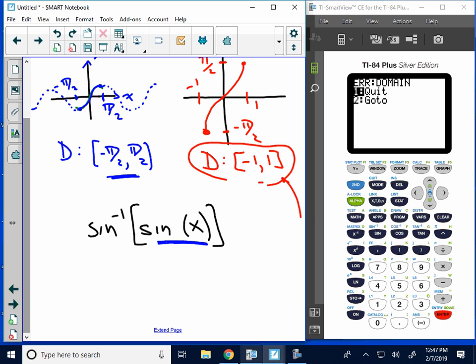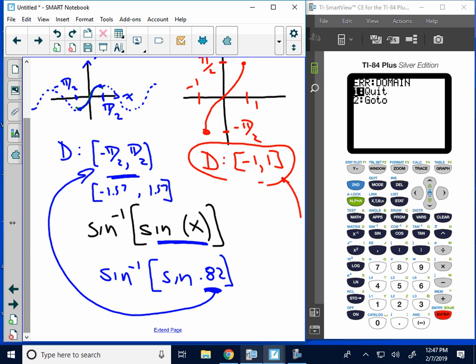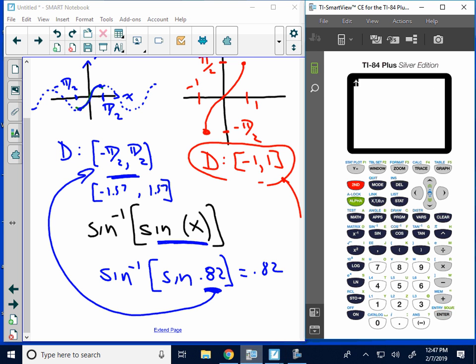Let's see. This is about 1.57, and this is about negative 1.57. So I'll pick some number in between, like 0.82. So if I said, what is the sine inverse of the sine of 0.82? I would look at this and go, okay, this is a legitimate number to pick. That number is in that domain. So I would suspect the answer would be 0.82. And in fact, it works out fine. It's going to come back and say 0.82.